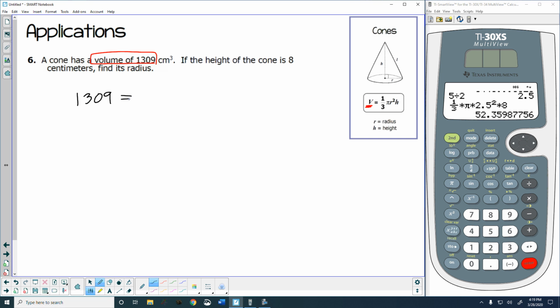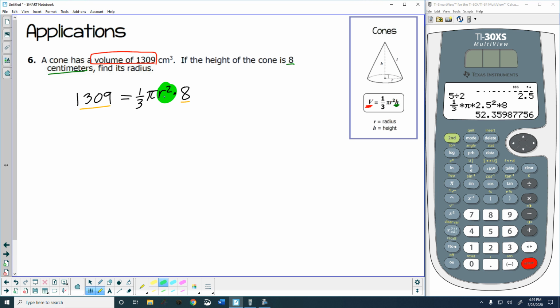And the other thing that we know is the height of the cone is 8 centimeters. So we know that the height is 8. Our goal is to find the radius, or solve for r. So 1/3 pi r squared, and then we know the height is 8. So I filled in the information I knew. I knew the total volume and I knew the height. And my goal is to get this r by itself.